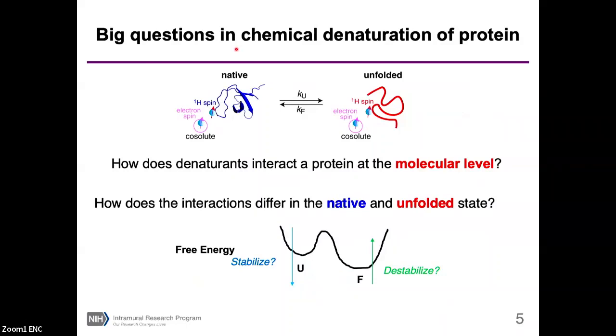Also, interestingly, urea doesn't just denature one specific protein, it denatures almost any kind of protein. And the question is, how does urea know whether it's the folded state or unfolded state? There must be some key properties in the native or unfolded state that allow this small molecule to decide, oh, okay, I'm going to denature this protein, or I'm going to stabilize this protein. So the question is, what are these properties? The goal of this talk is to answer some of these questions. But again, the challenge is, how do we study such weak interactions?